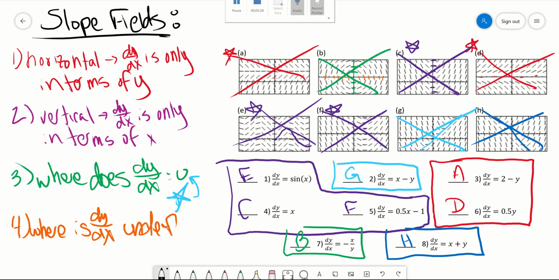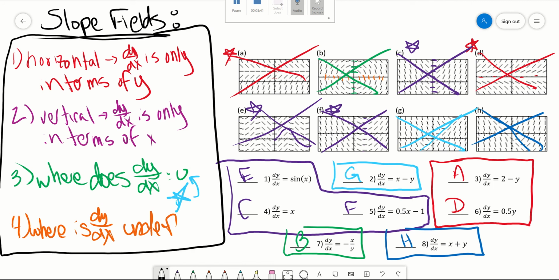So these are some of the guidelines you want to keep in mind when you're matching slope fields. Let me know if you guys have any questions on that.